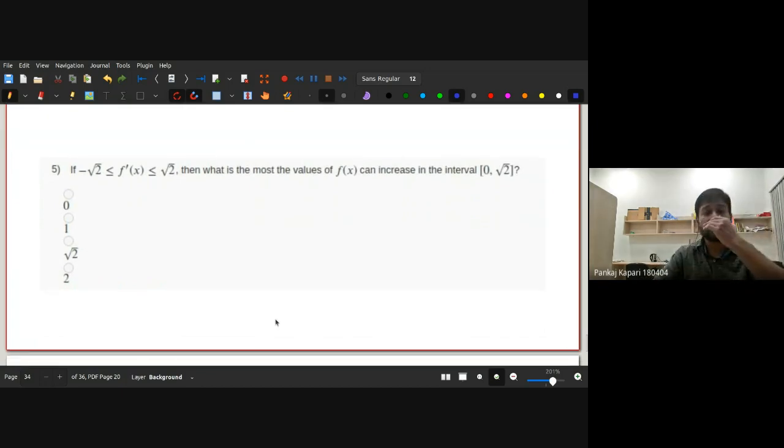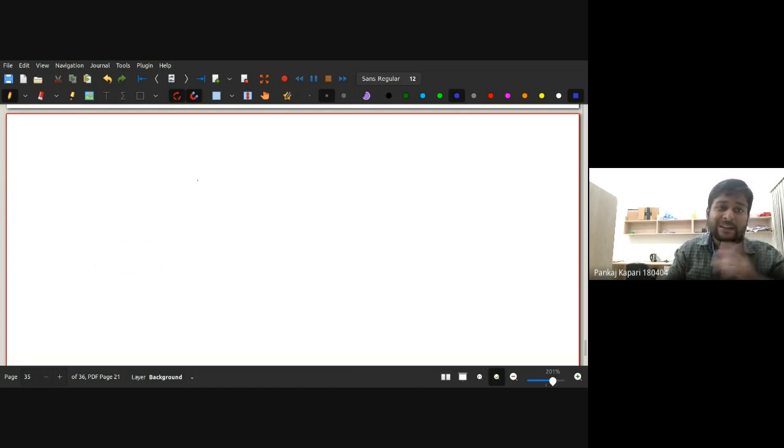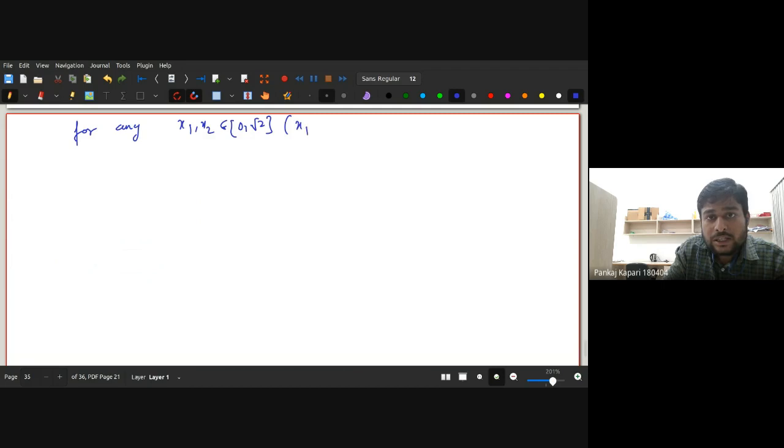This is again a similar problem. It's given that the derivative of the function lies between minus root 2 and root 2. That means the maximum modulus of the derivative can be root 2, and it asks how much the function can increase in the interval 0 comma root 2. That means you have to find, for any x1 and x2 inside the interval 0 comma root 2, such that x1 is not equal to x2, or even if equal, it doesn't matter, what this maximum can be.